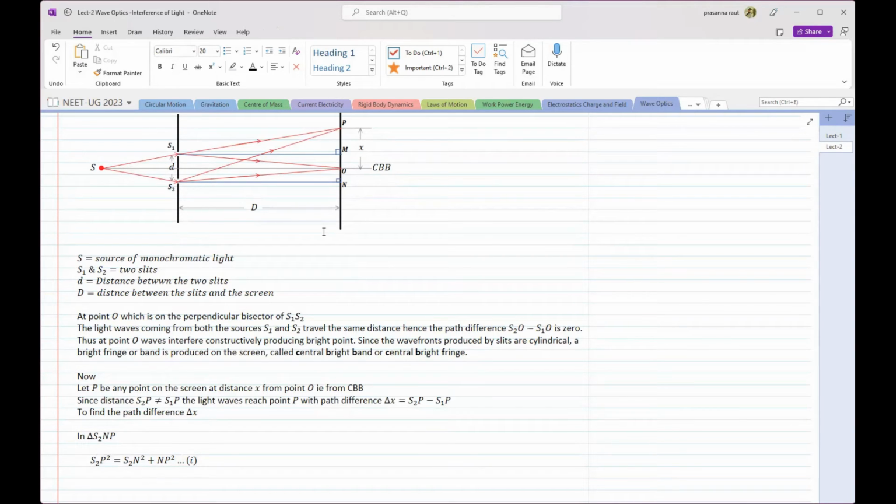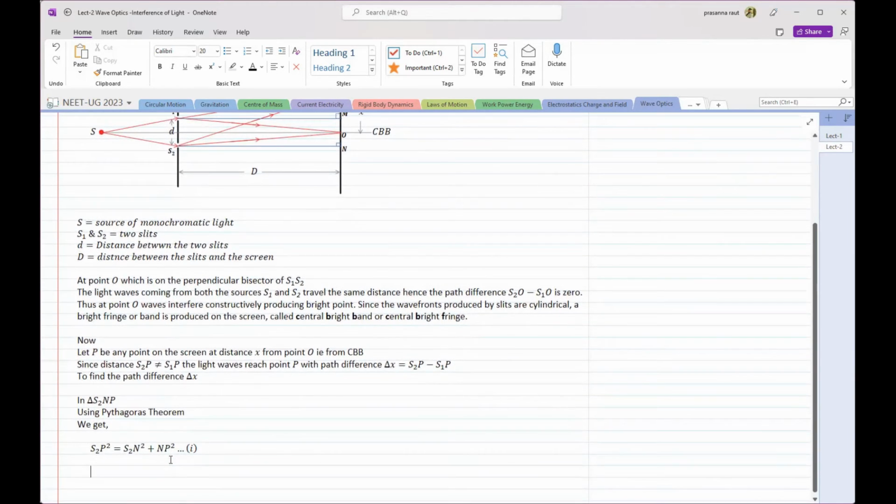Where did this come from? What did we use? What is it called? This is called Pythagoras theorem, right? So using Pythagoras theorem, this is what we have. S2P square is equal to S2N square plus NP square. And now take the other triangle.